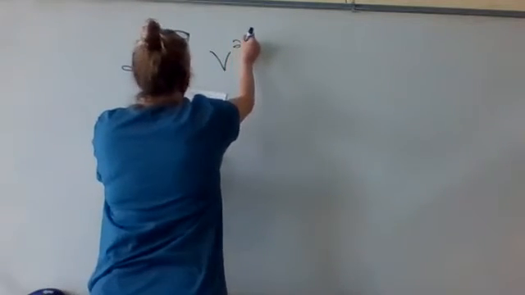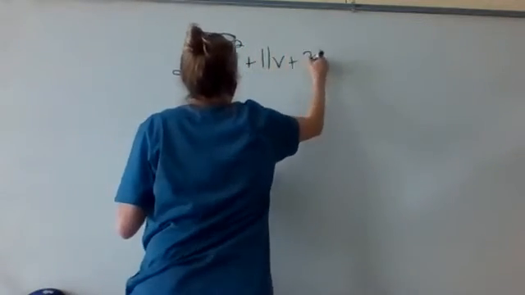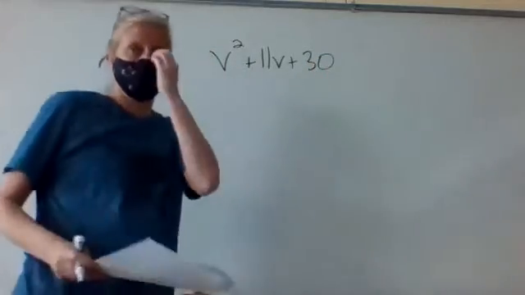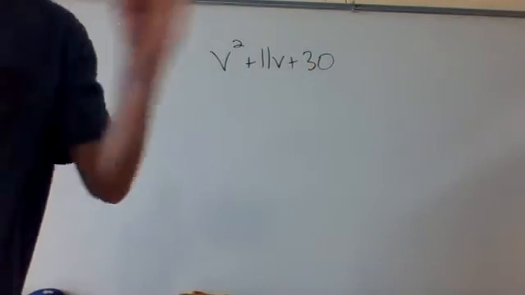It just says factor the trinomial. We've got b squared plus 11b plus 30, and we want to factor that. First of all, it's a trinomial. It's got 3 terms.